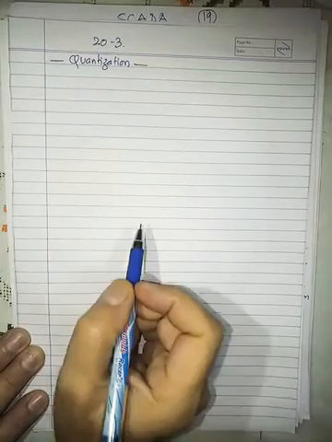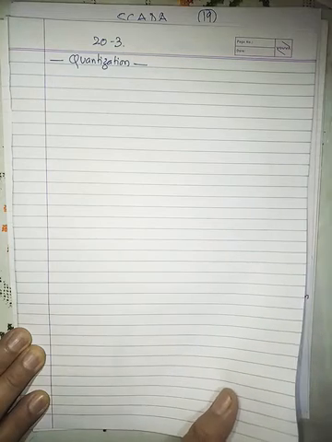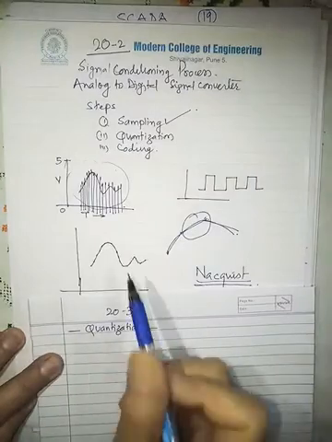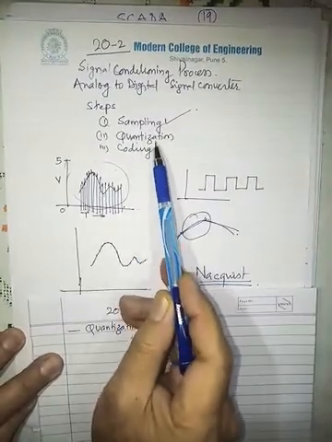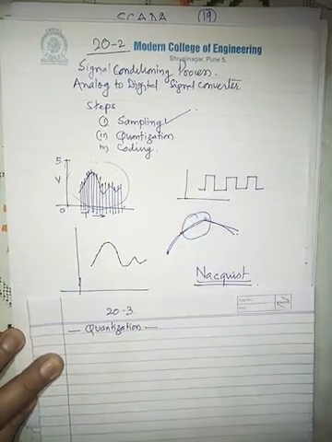Now, this is my lecture number 20.3. In this, I will cover the quantization process. Now, this is related to A to D conversion, where three sub processes are involved, that is sampling, quantization and coding. Now, quantization. This word has come from quantity, quantization.